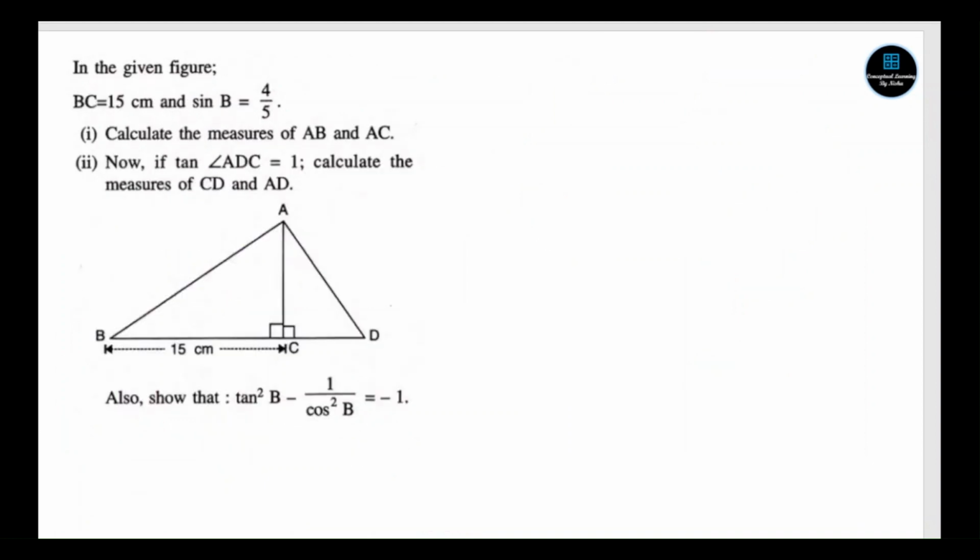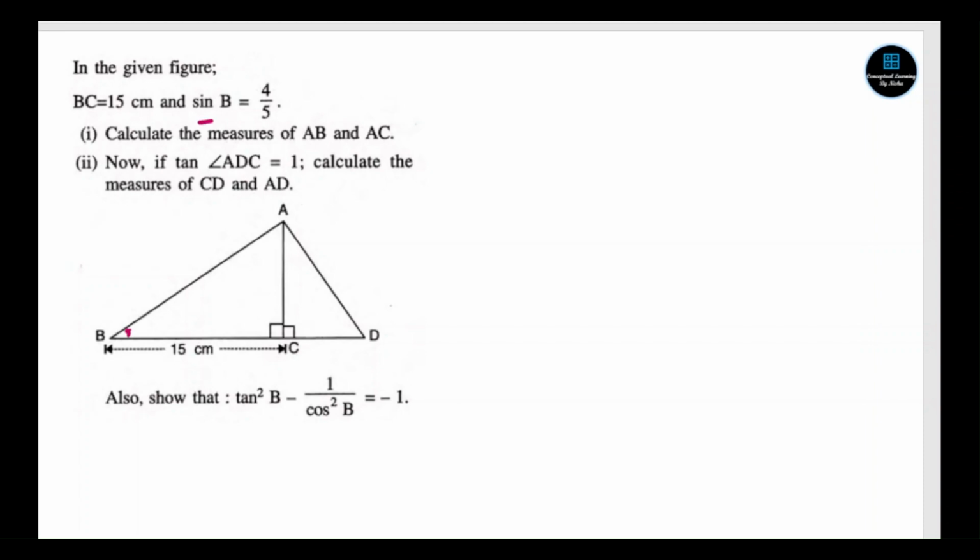Now here a figure is given in which BC is given as 15 centimeter. Sin B, the reference angle here is B, so sin B is 4 over 5. Now calculate the measure of AB and AC. Also tan ADC is 1. Then we have to find the measure of CD and AD. Also we have to show this. Perfect. So now let's do it.